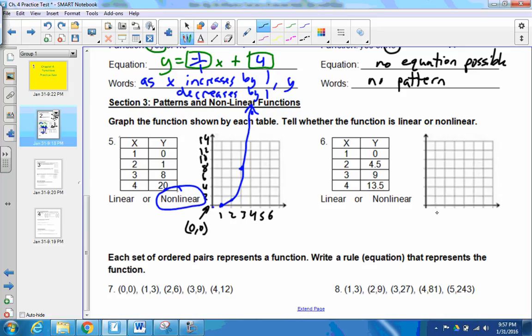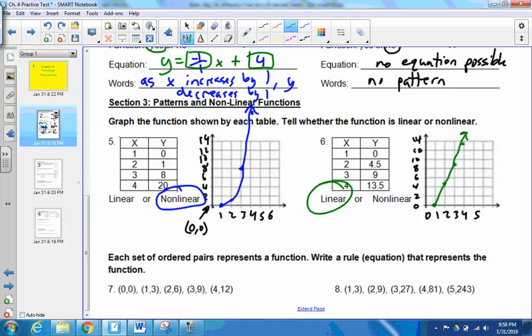Looks like the y's are going up. We'll do the same thing. 1, 2, 3, 4, 5, and so forth. We'll do 0, 2, 4, 6, 8, 10, 12, 14. So if I plot these, 1, 0 is going to be there again. 2 and 4.5 are right there. 3 and 9 right there. 4 and 13.5 are right there. You look at this, this makes a nice line. So it's definitely linear, straight line.